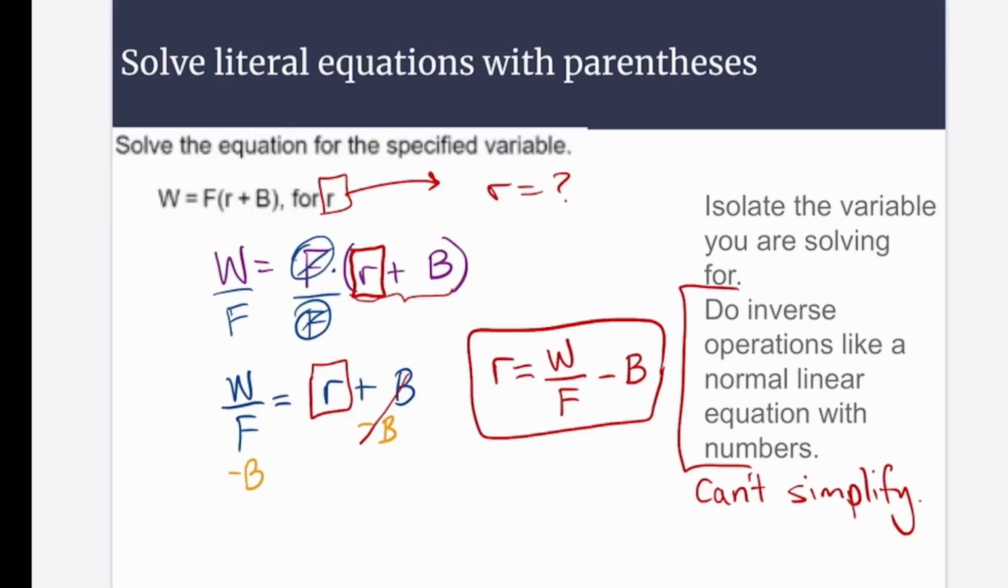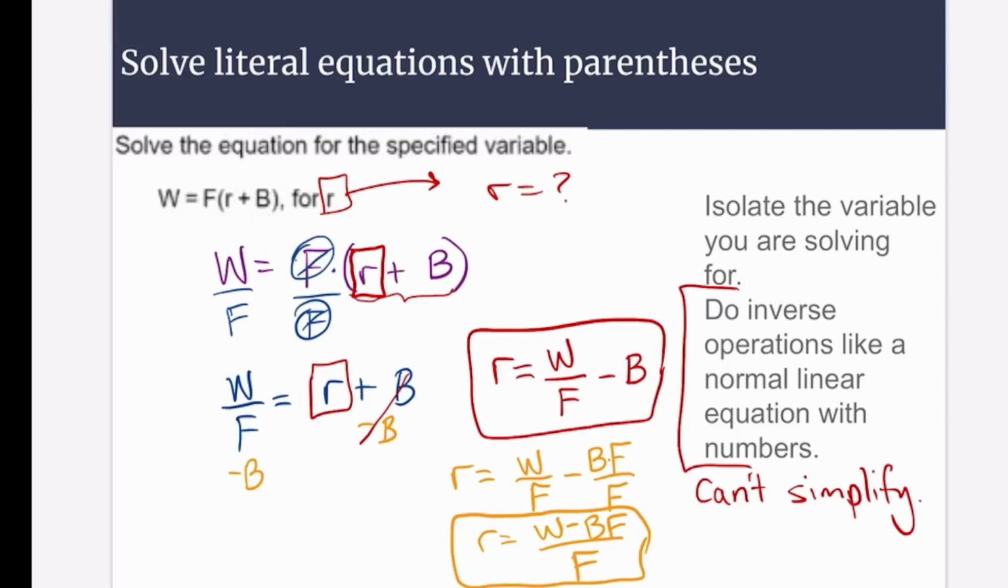If, for some reason, you need to write your answer as one big fraction, you need common denominators. So that's b over 1. So you could write it as w over f minus, if you think of it this way, b times f over f. You'd have to multiply that to get a common denominator. So the other way you could write this is w minus bf, and the whole thing would be over f. So you might need that for certain types of problems, but both of these answers are equivalent. They're both correct.